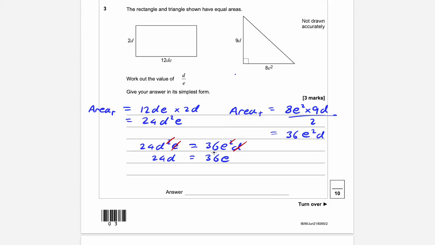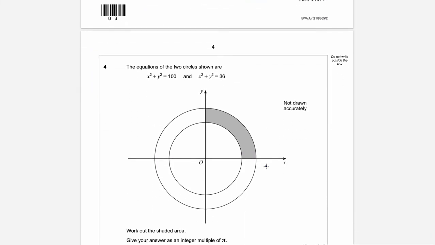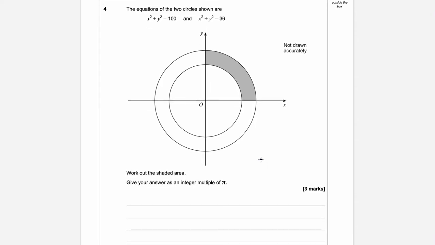He wants D over E. So what I'll do is I'll divide both sides by E, and I'll divide both sides by 24. So I get the D over E. I divide by E here, and I get the 36 over 24 here. And he wants it in its simplest form, divide above and below by 12, I get 3/2. Okay, that's 3. Question 4.